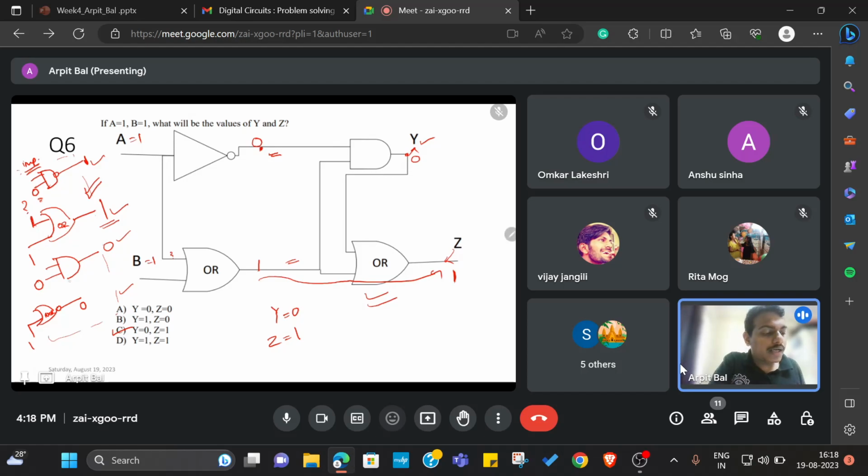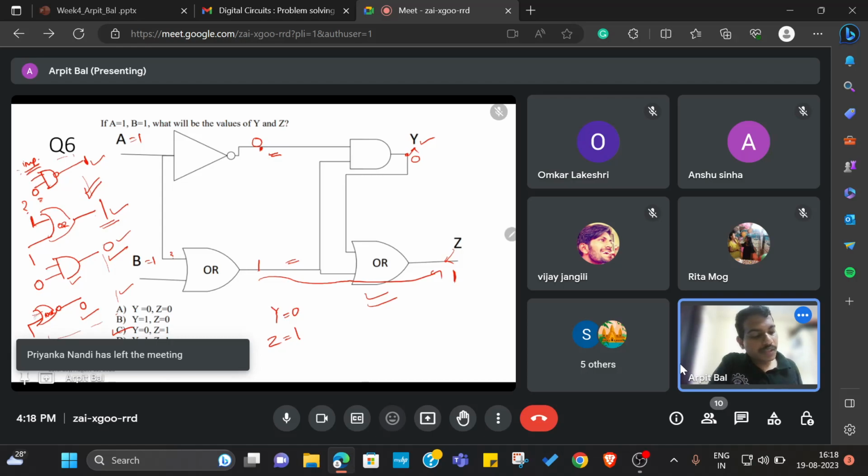Similarly, for an AND gate, if one of the inputs is 0, then the output is going to be 0. For the NOR gate, if one of the inputs is 1, then the output is going to be 0 irrespective of the other input. Similarly for the NAND gate, if one of the inputs is 0, the output is going to be 1 irrespective of the other input.